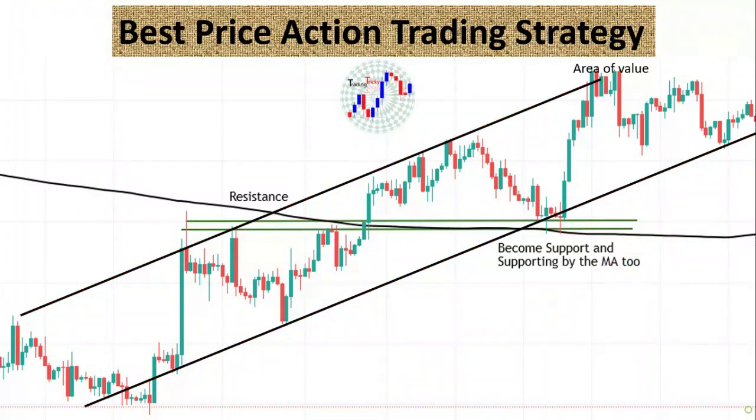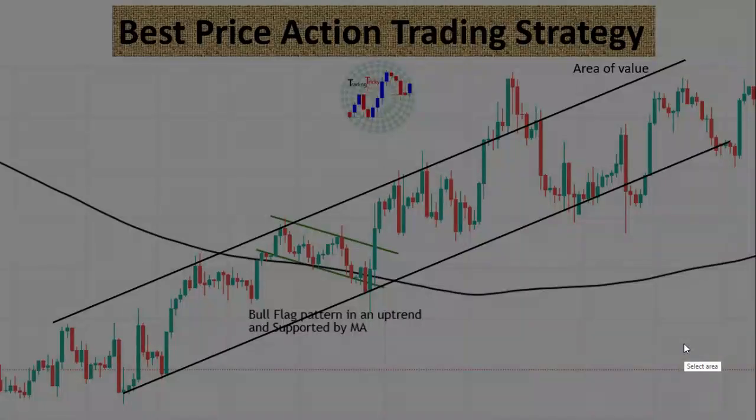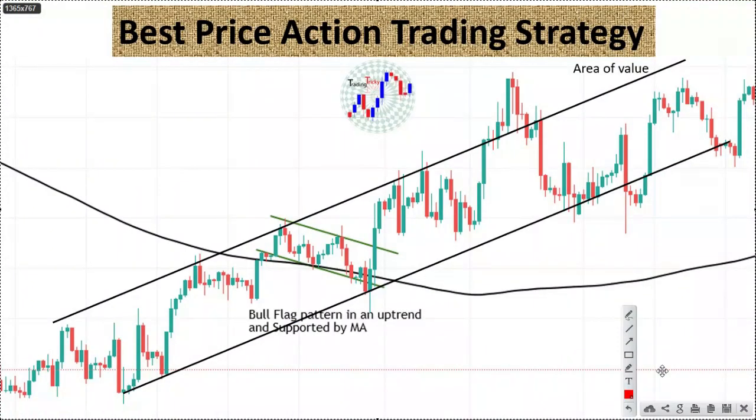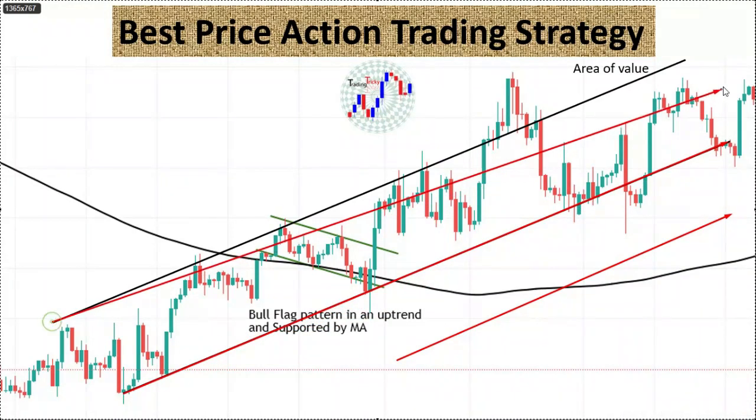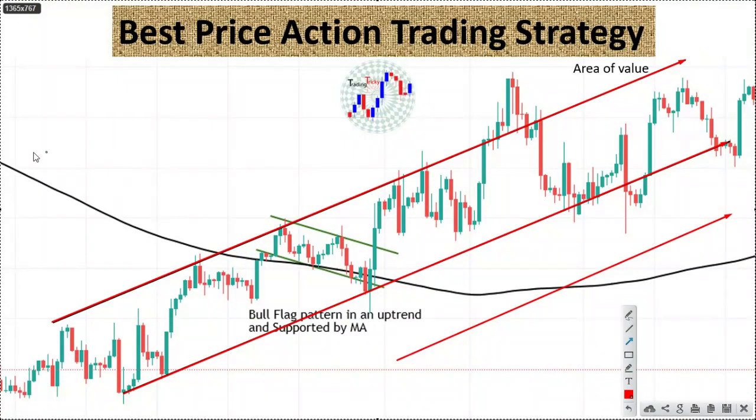So let me show you another example. This is also an uptrend market, and this is a trend line the market is respecting. Also this is a moving average which has been broken here, and these are retrace levels. Also you can see a bullish flag pattern. So this is an area of value to open a buy position.